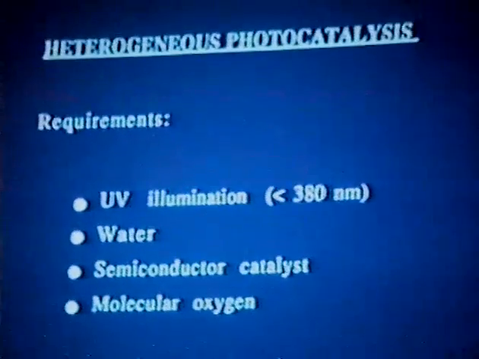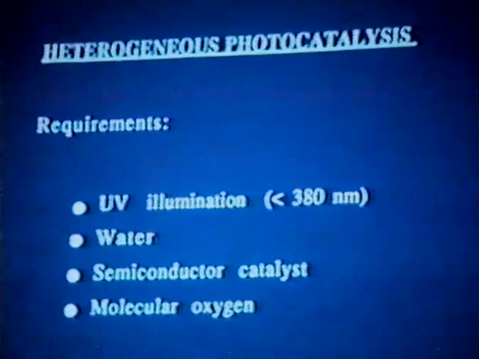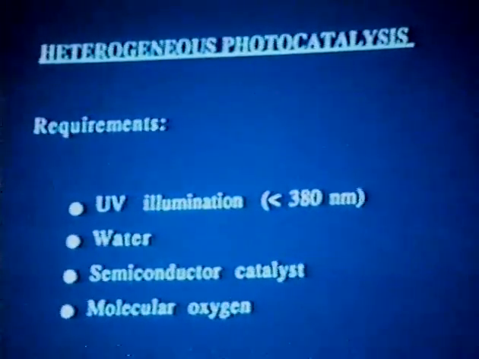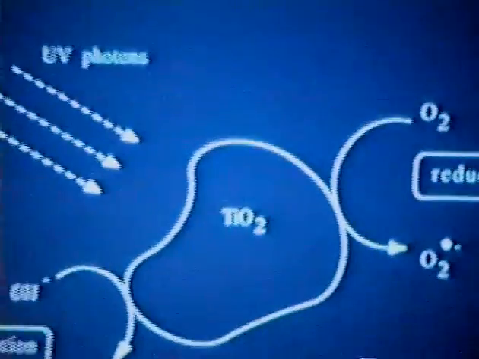Lastly, molecular oxygen is necessary to provide the other half reaction of the redox couple. It is reduced by the conduction band electrons at the surface of the catalyst. The lower half of the slide shows a representation of the mechanism that occurs on the catalyst particles in solution. Ultraviolet photons are absorbed within the catalyst. They produce the electron-hole pairs.